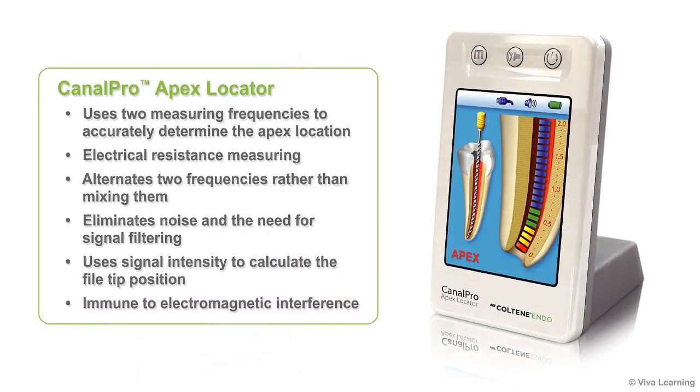In contrast, the CanalPro Apex Locator uses two measuring frequencies to accurately determine the apex location, and it calculates the working length using electrical resistance measuring. Unlike other apex locators, CanalPro alternates these two frequencies rather than mixing them. This eliminates noise and the need for signal filtering. In addition, it uses signal intensity to calculate the file tip position, making the measurement immune to electromagnetic interference.